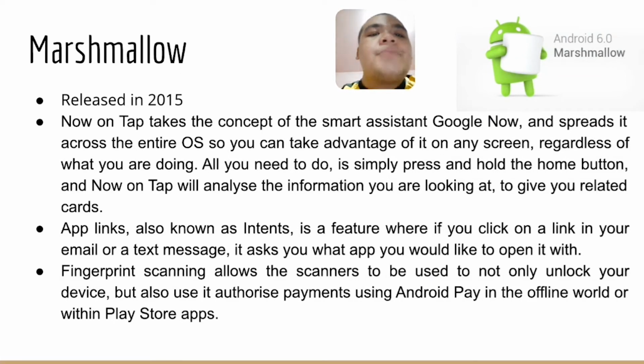Here we have Marshmallow, released in 2015. Now on Tap takes the concept of the smart assistant Google Now and spreads it across the entire OS, so you can take advantage of it on any screen regardless of what you're doing. You simply press and hold the home button, then Now on Tap will analyze the information you're looking for. Fingerprint scanning allows the scanner to be used not only to unlock your device, but also to authorize payments using Android Pay in the offline world or within Play Store apps.